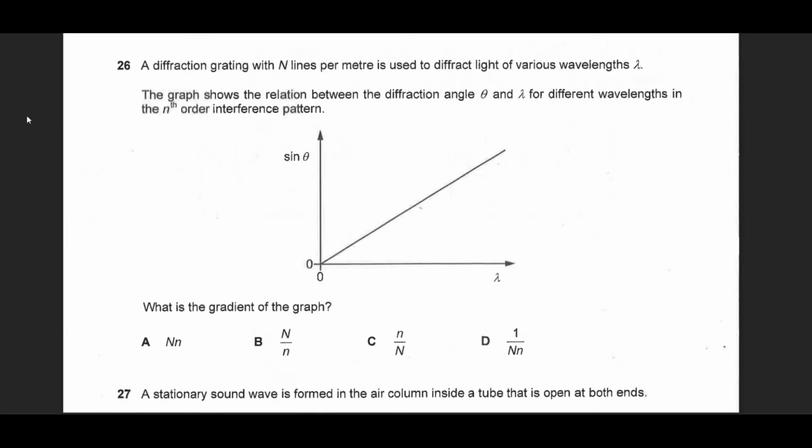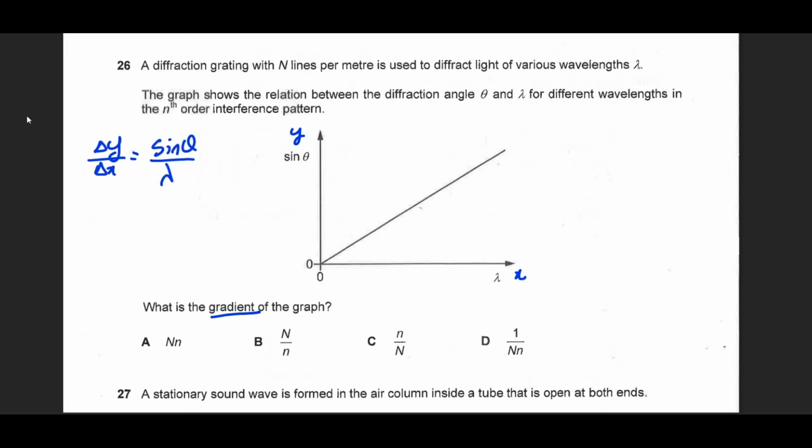Question number 6 calls for the gradient, no problem. So if you want to find the gradient, that will be change in y divided by change in x, where this is y and this is x-axis. So this should be sine theta divided by lambda. We need to find something equal to this.